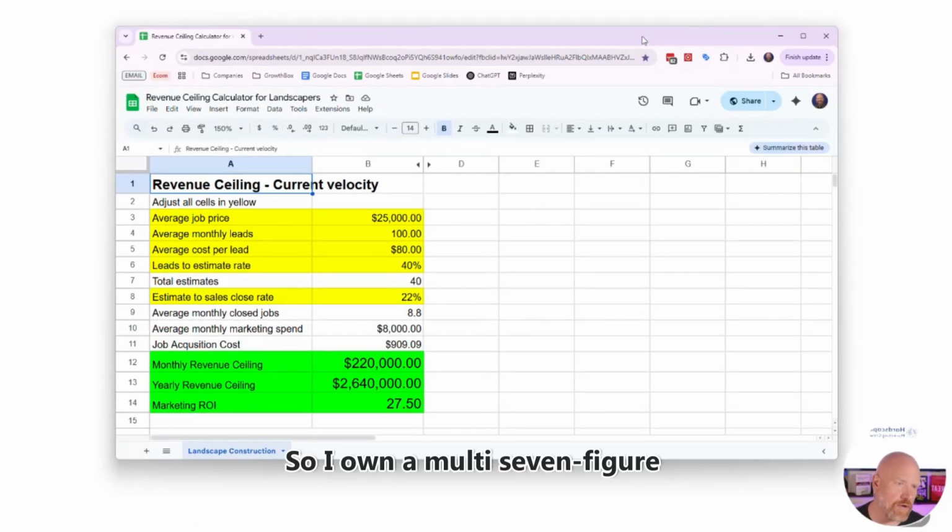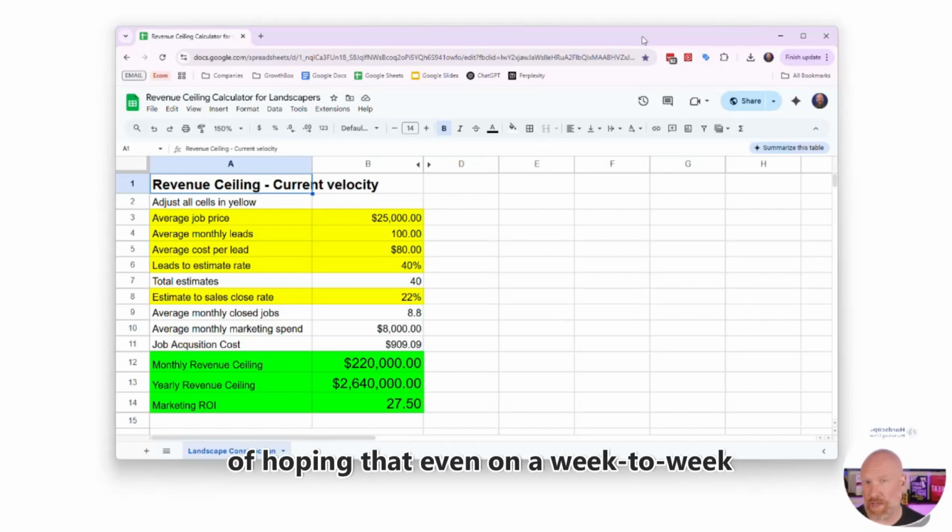So I own a multi-7-figure hardscape business with my brother, and this was just an eye-opener for me when we started to track the trajectory of our hardscape business instead of just kind of hoping that, even on a week-to-week basis, the items that we were tracking were doing okay. At first, we weren't tracking anything. There was no weekly meeting or anything. So step one, have a weekly meeting in your company. We implemented that within ours.